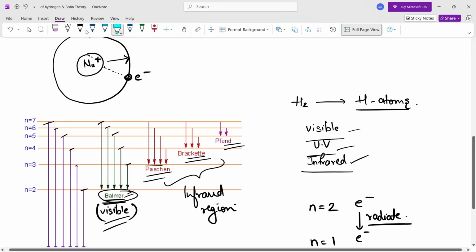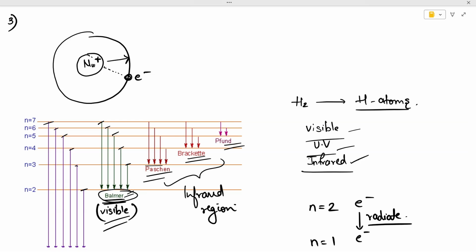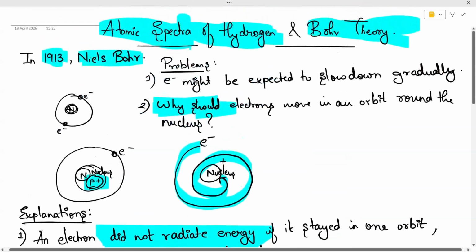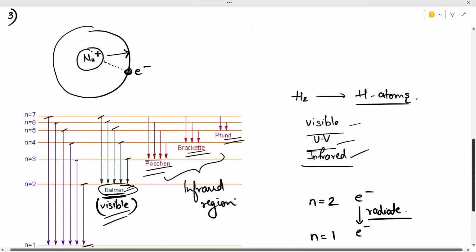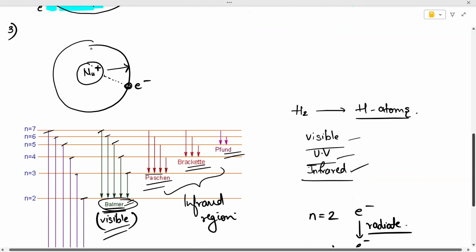Now moving on to the third thing. The third problem with the model was that the electron should eventually collide with the nucleus and spiral inward towards the nucleus.